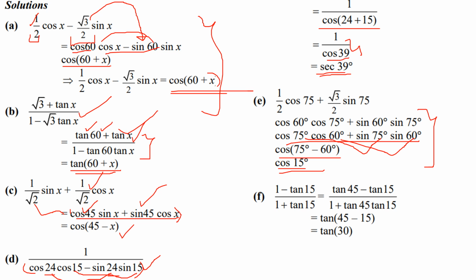Now you do the same thing here. 1 is the same as tan 45, which you also substitute in the denominator. But which expression gives you this? Since we have a minus here, this is the same as tan(A minus B), where our A is 45 and our B is 15. So this is going to be equal to tan(45 minus 15), and you end up with tan 30.